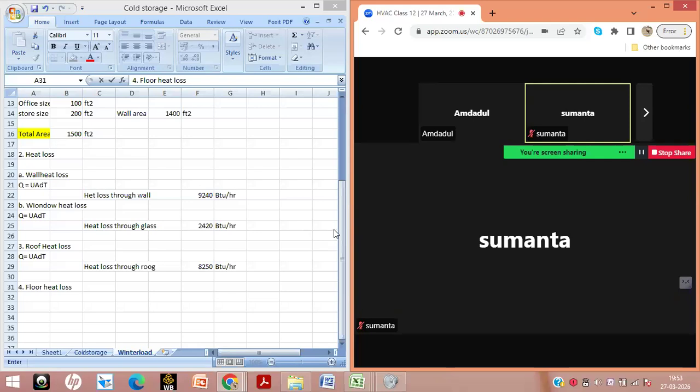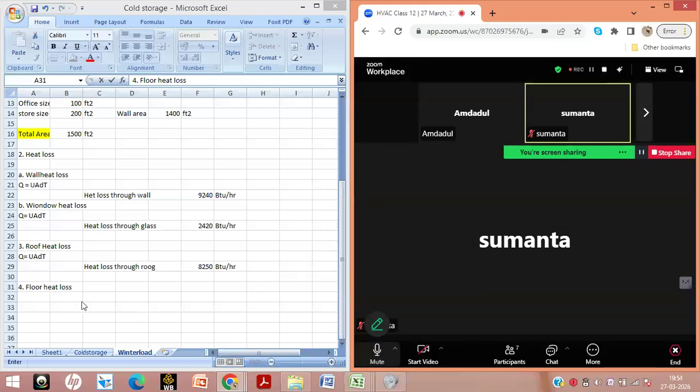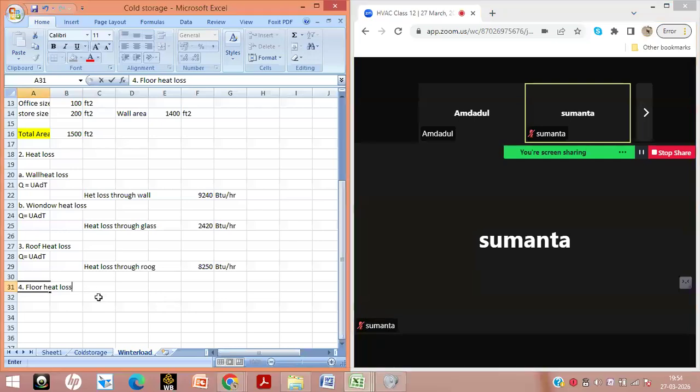So we know Newton's law of cooling, the correlation is Q equals U A delta T. How we calculate U, we already know. A, we will now see how it can be calculated, and delta T is just the temperature difference between indoor and outdoor. So we are going to use this same correlation.